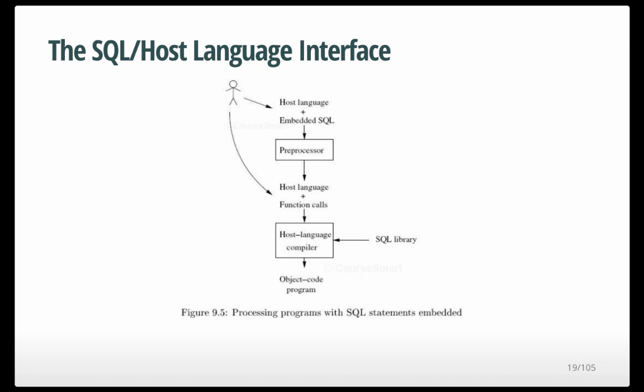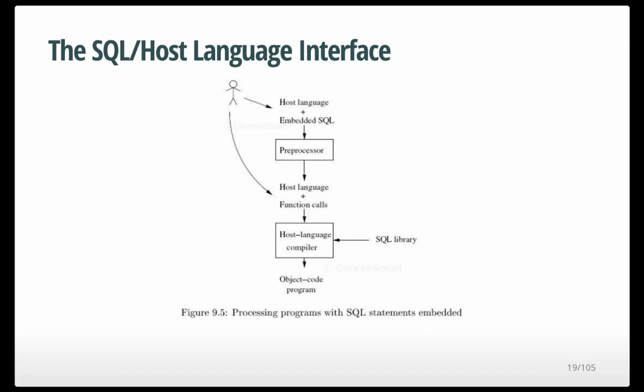So a standard Java compiler wouldn't be able to compile this program. But what we do is we run that through a preprocessor, which then converts the Java code with the extra SQL statements into just plain Java code with calls to some function calls that actually connect to the database.